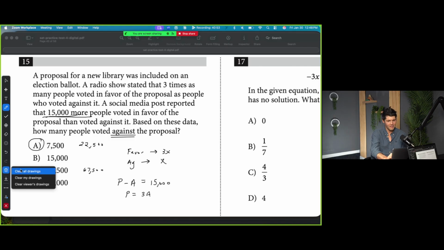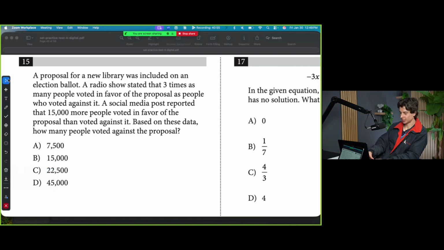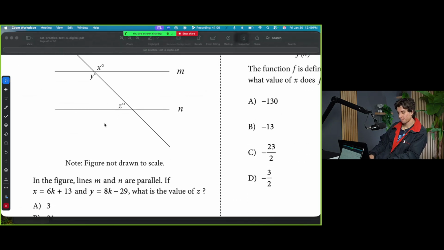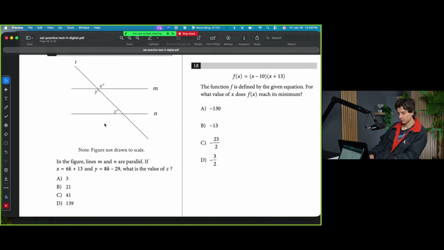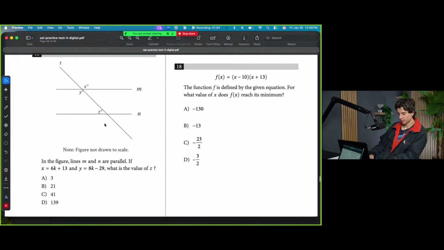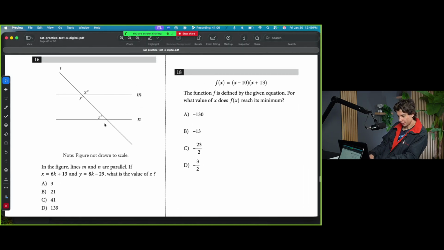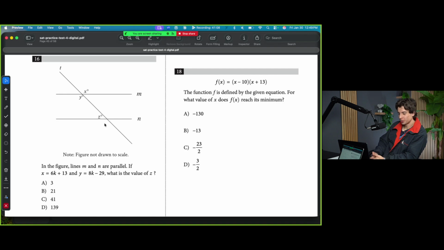So that was 15. What's the next question you want to look at, Yuan? 16. I love it. Okay, so why don't you read the question for us? In the figure, lines M and N are parallel. If x equals 6k plus 13 and y equals 8k minus 29, what is the value of z?